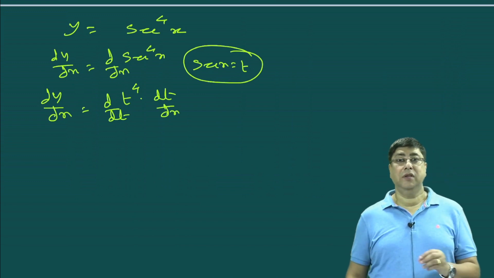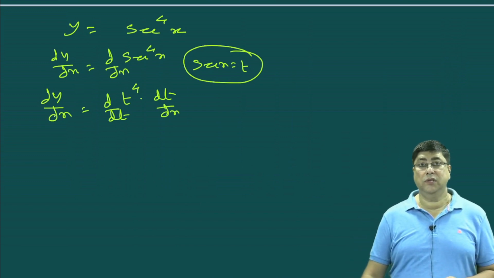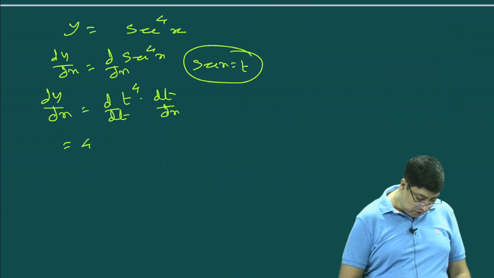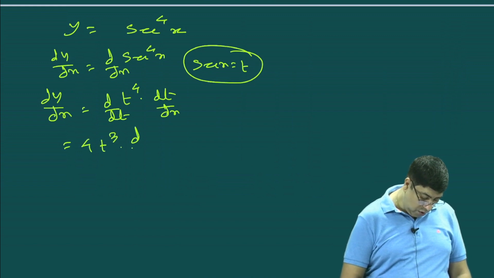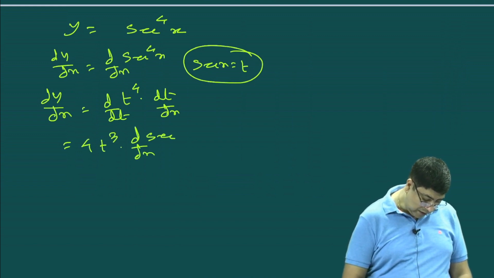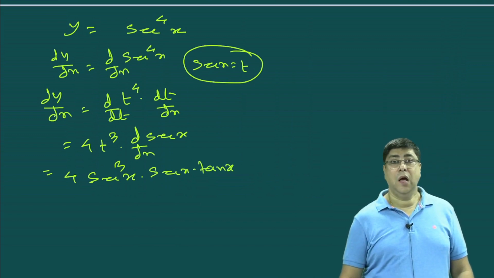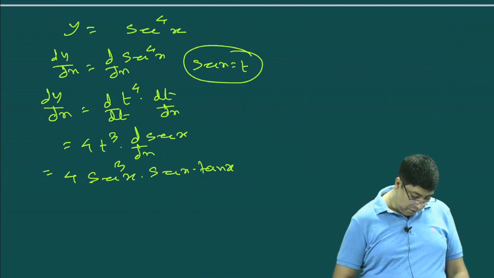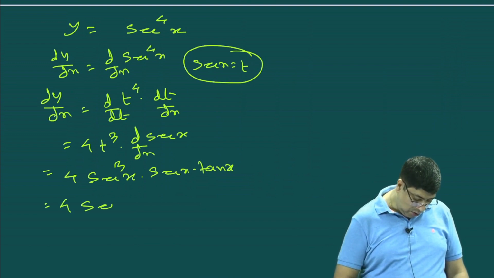So t can be differentiated with t and x can be differentiated with x. So this is coming 4t cube into differentiation of sec x. Sec x is sec x tan x. So 4t cube is sec cube x into sec x tan x. Now you can simplify on your own. So if we simplify, we are getting 4 sec to the power 4x into tan x.